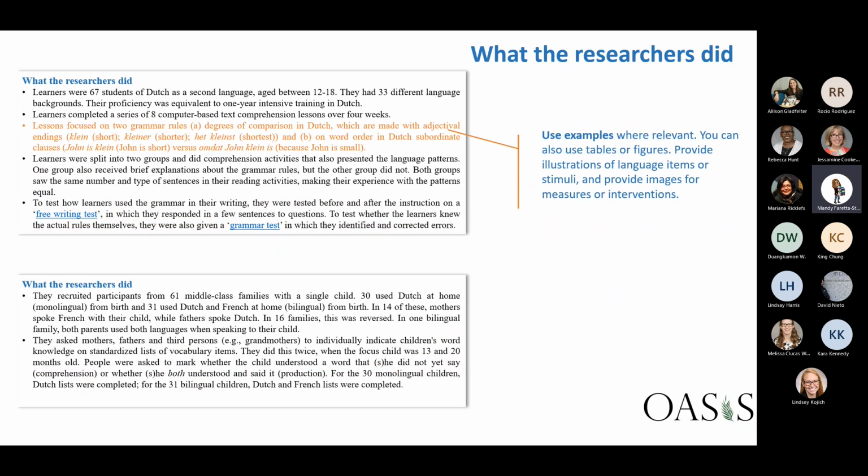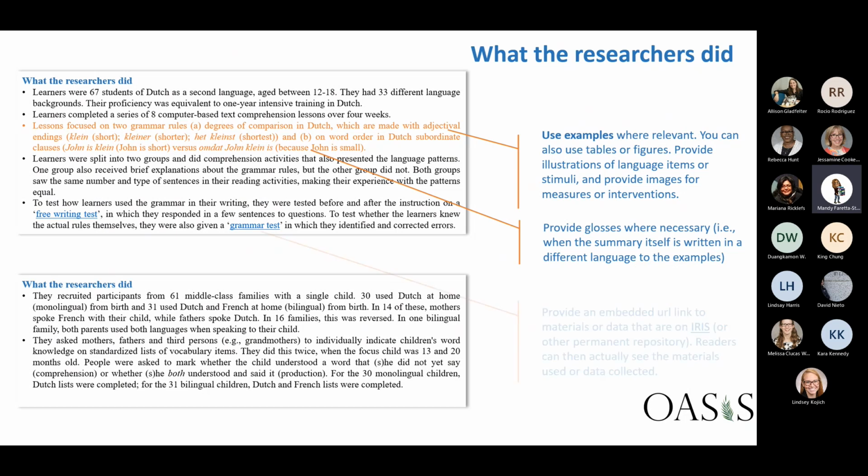All right, what else about this section? Where possible and relevant, the database organizers encourage the use of specific examples. Tables and figures can be used, but remember, you only have one page, so it's really tricky to fit that in. But often, a couple of example stimuli, maybe an image if it's relevant to the particular measure or intervention used in the study. Where necessary, of course, glosses. So if your stimuli are in a language that is not the same as the summary language, you're going to have to gloss that. That's not really different than most journal articles.